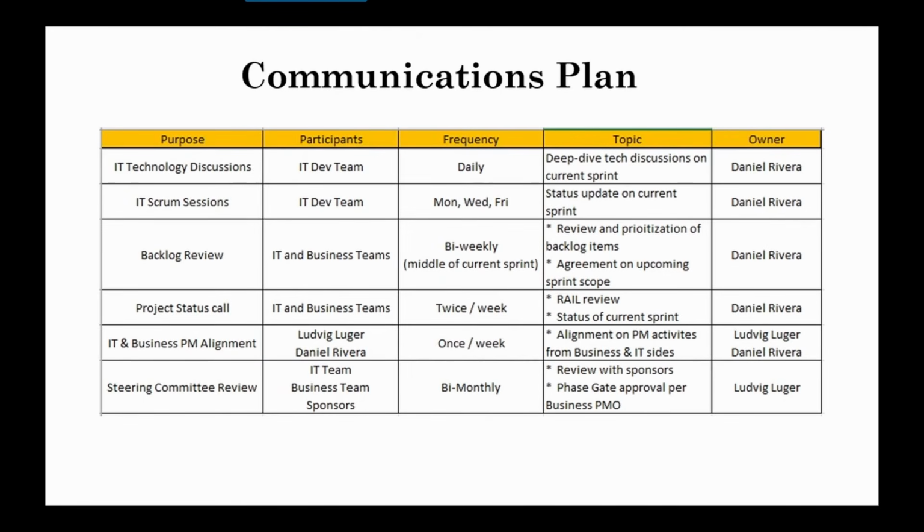And here is the communication plan. Right here, you'll have a summary of the purpose of the meeting, which is there on the left. And you want to make sure that you have the participants listed. You want to have the frequency listed there, as well as the topic and who owns that meeting. So this here, listing out the overall communications, is very critical because then the team understands when exactly the meetings will be happening and what the expectation of each particular meeting is.